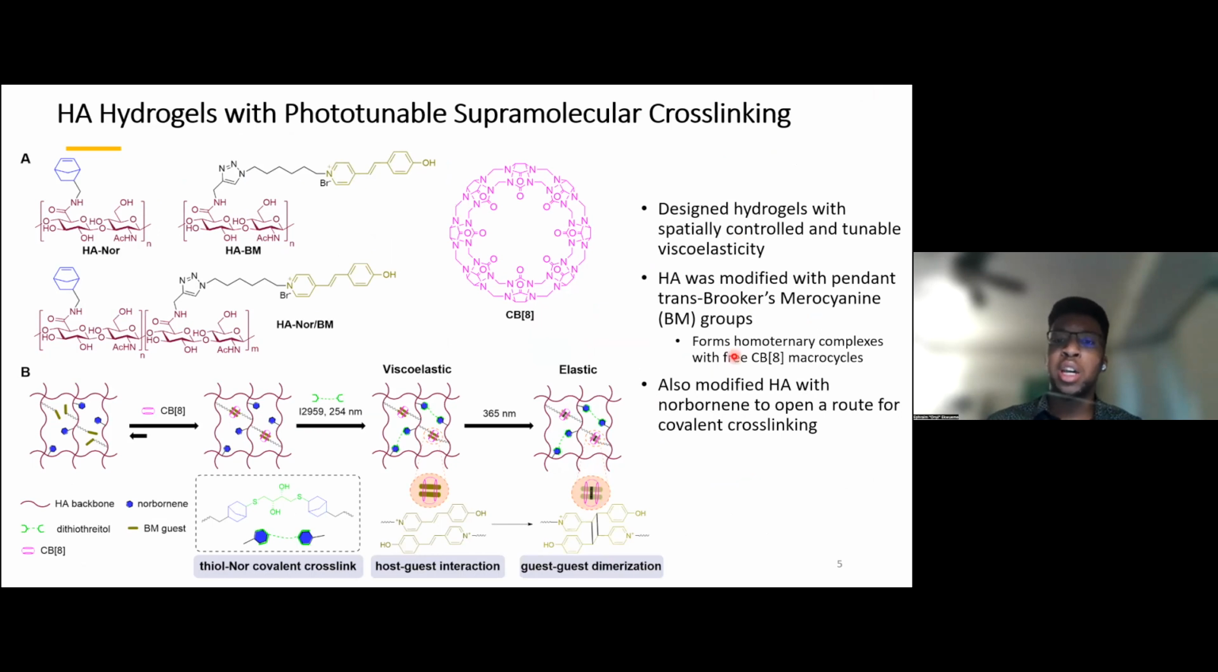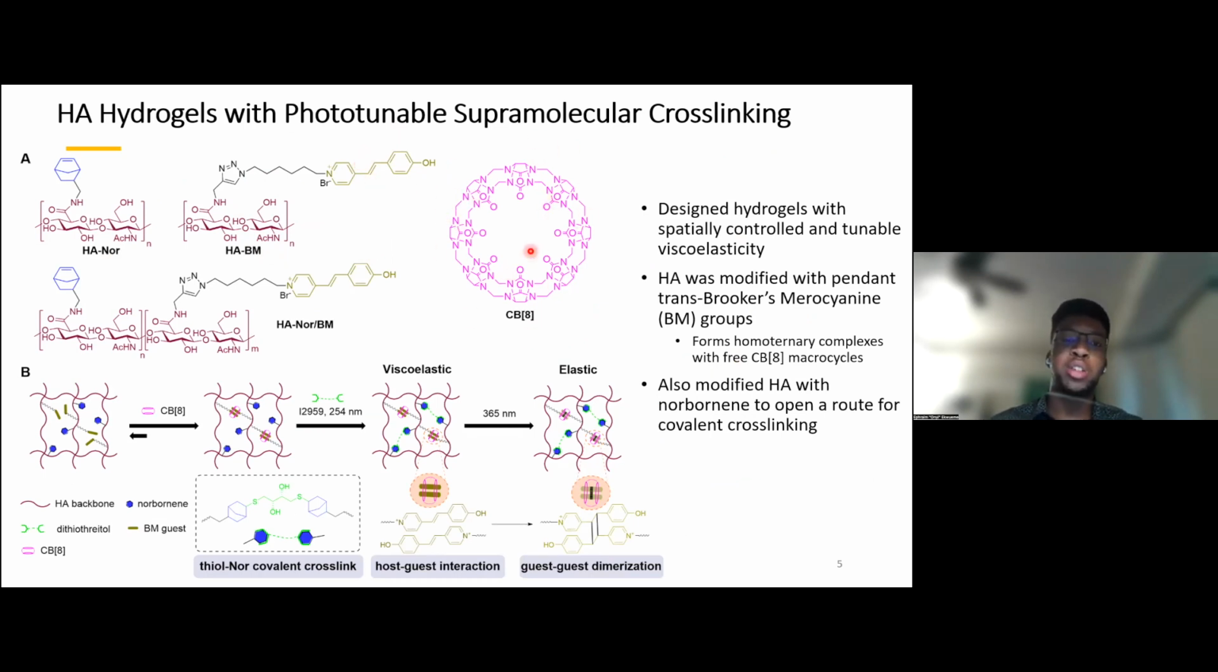These hydrogels are designed with spatially controlled and tunable viscoelasticity. We were able to do this by a combination of supramolecular and covalent cross-linking on the HA background, as you can see here. The HA was modified with pendant trans-merocyanine BM groups, as you can see here, that form a homoternary complex with the free CB8 macrocycles.